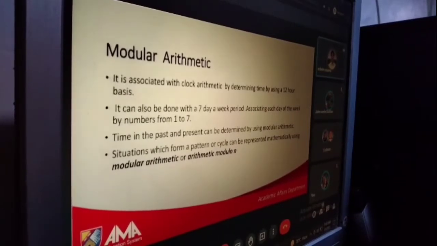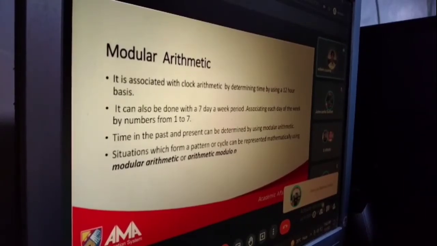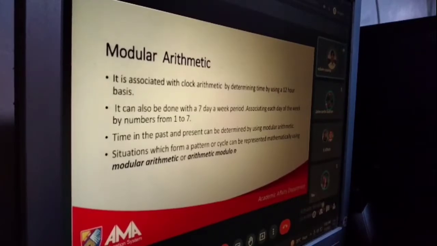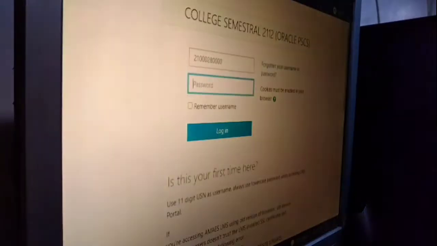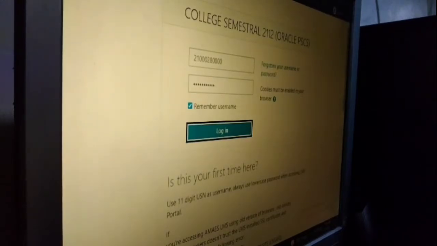A 7-day a week period, associating each day of the week by numbers from 1 to 7, because from the first day to the 7th day in a week. O kaya yung time in the past and present can also be determined in this modular arithmetic. Kung yung mga nangyari before at saka yung mga nangyari ngayon at present, no? Kaya nga, di ba minsan kino-compare natin yung pandemic ngayon sa pandemic before.